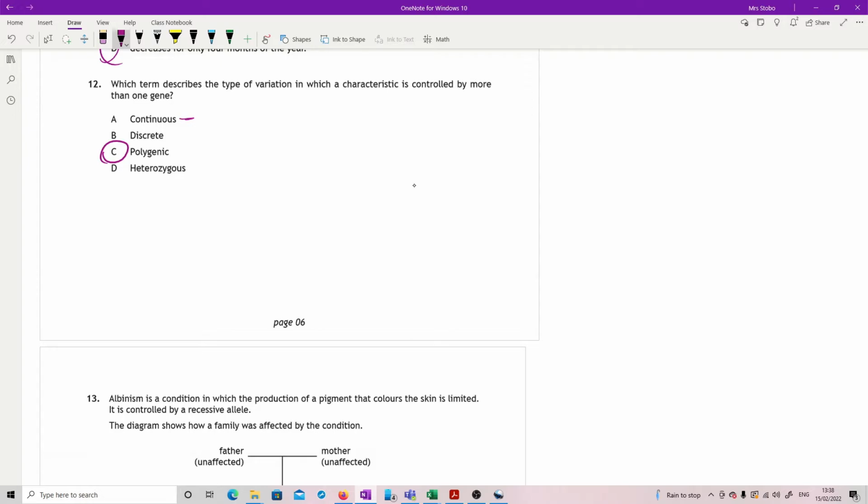I just realised as I was going past that I hadn't read that properly. The number of genes, it says what term describes the type of variation. So correct answer is A there, not C.